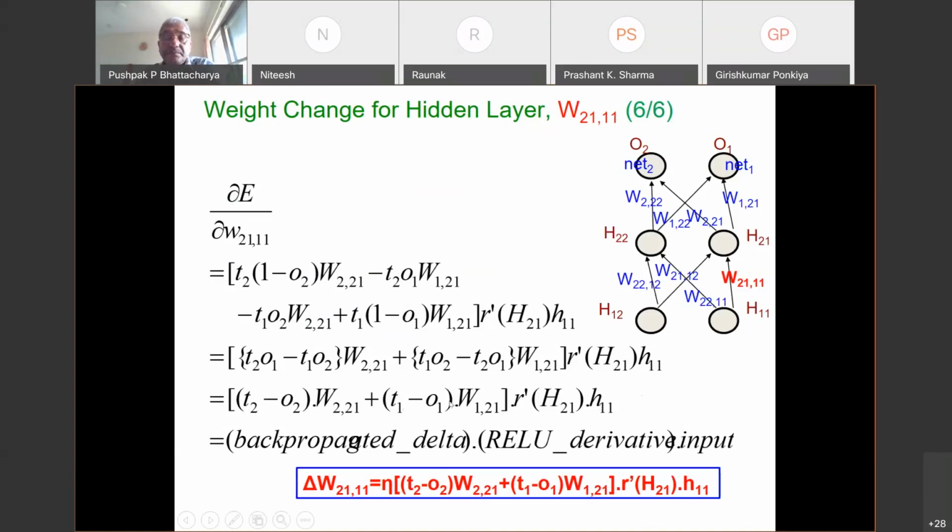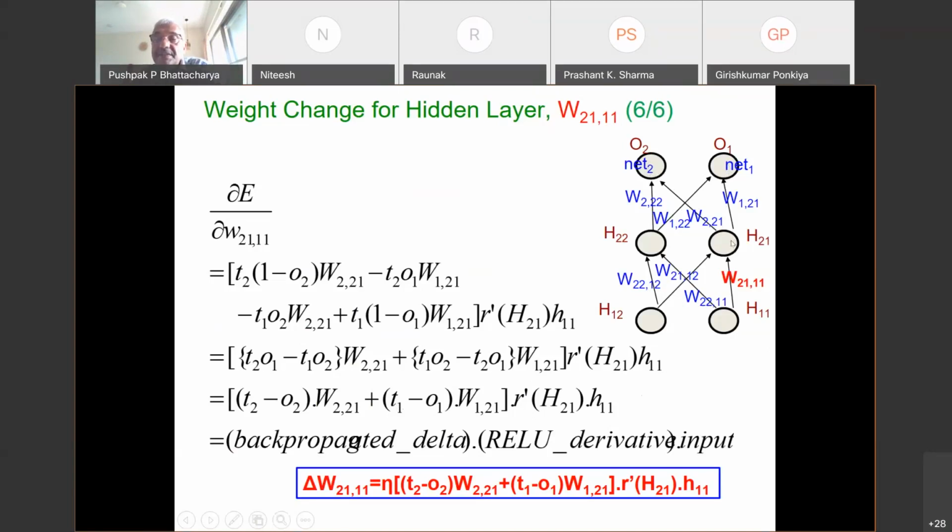So that's quite neat if you keep the diagram in view. The change in weight of this value is the learning rate into the difference of target and observed, backpropagated over this connection, multiplied by the weight values of the connections which are backpropagating this difference. Sum this up and take the derivative of the input-output function at the neuron of interest.